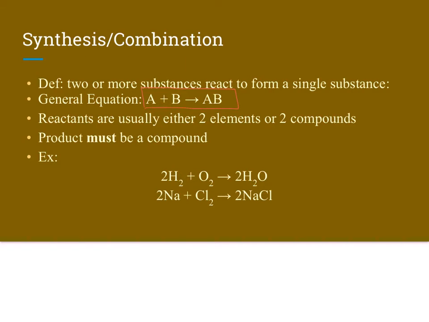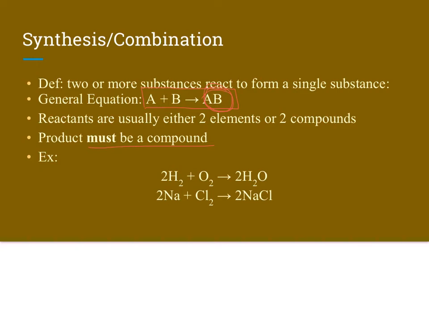Okay, we have A plus B. Okay, A could be an element or a compound. B could be an element or a compound. Either way, they are combining to form one product. Okay, so the reactants in a synthesis or combination reaction can be either two elements or two compounds, but those two substances, whatever they are, are going to combine, and at the end, our product is always going to be a single compound.